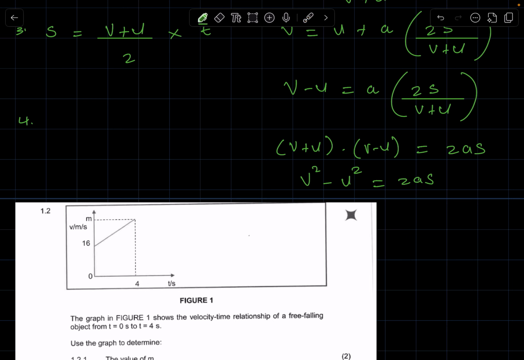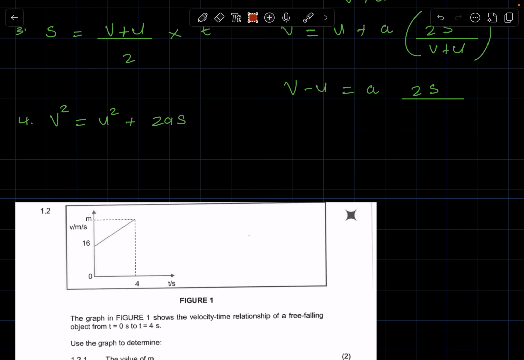And that is how the fourth equation comes about. From this, you will now transpose this to that side, and you will be left with v squared is equal to u squared plus 2as. And that is how the fourth equation comes about.